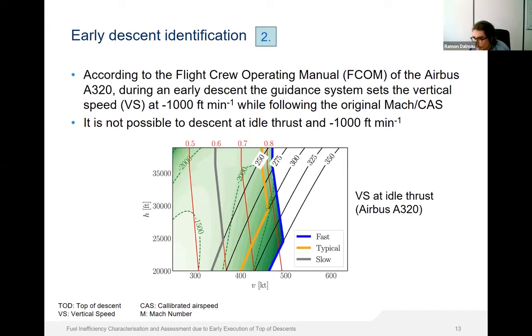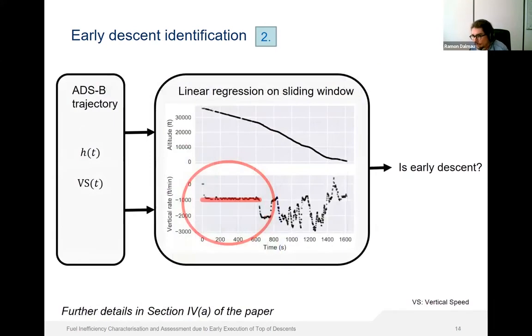And according to this figure, the descent rate of an Airbus A320 with the engines at idle and with a typical descent mass is higher than 2,000 feet per minute for most operational speed profiles, which is well above 1,000 feet per minute. This indicates that an aircraft descending with a descent rate of 1,000 feet per minute, no matter its altitude or speed, is applying some thrust.